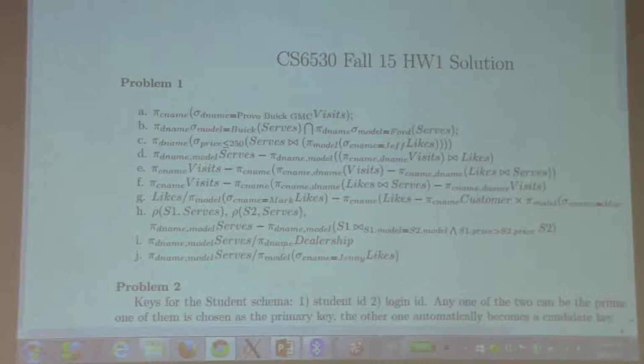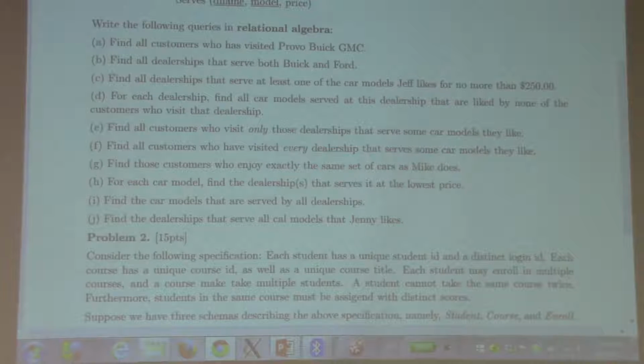What about the next one? Yeah, go ahead. So why not use the division? I believe this one you can use the division operator too, but we can do that approach offline if you're interested. Okay.